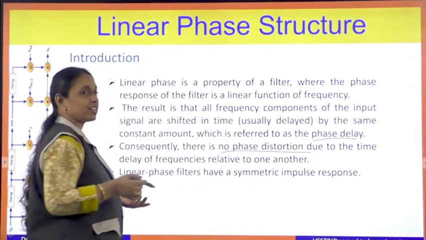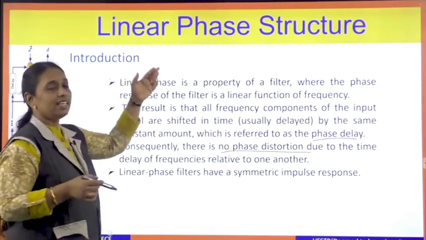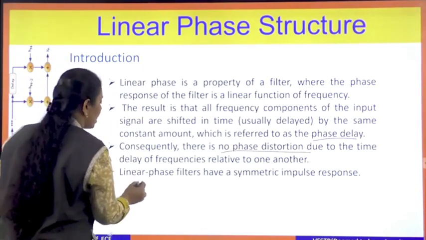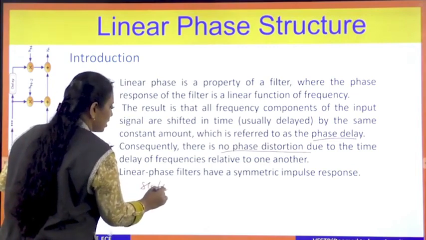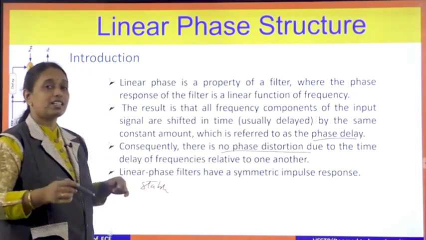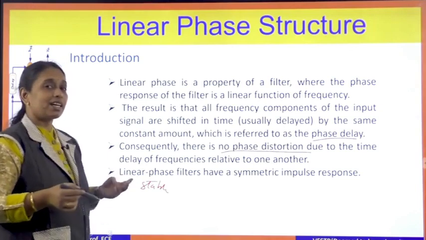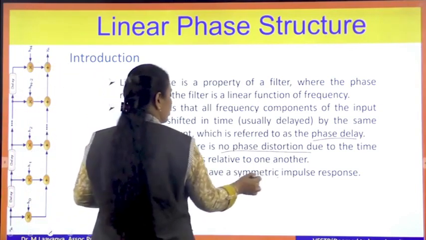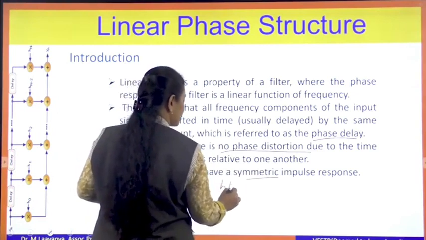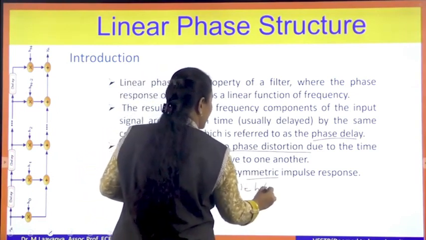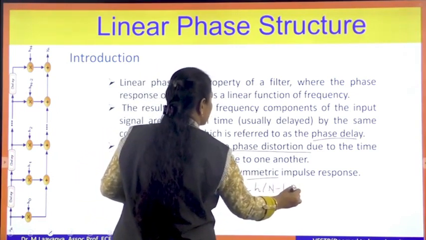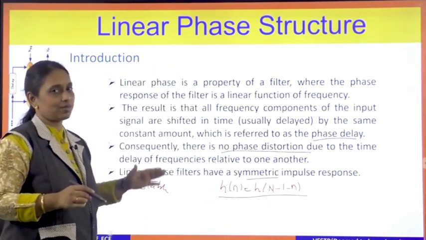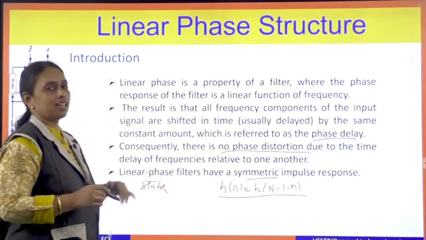Since there is no phase distortion, we are getting a linear phase FIR filter structure which is always stable, and it also satisfies symmetric and antisymmetric impulse response conditions. And if you see what is symmetric impulse response, it is h of n is equal to h of N minus 1 minus n. So we are going to design a symmetric FIR linear phase filter in this lecture.